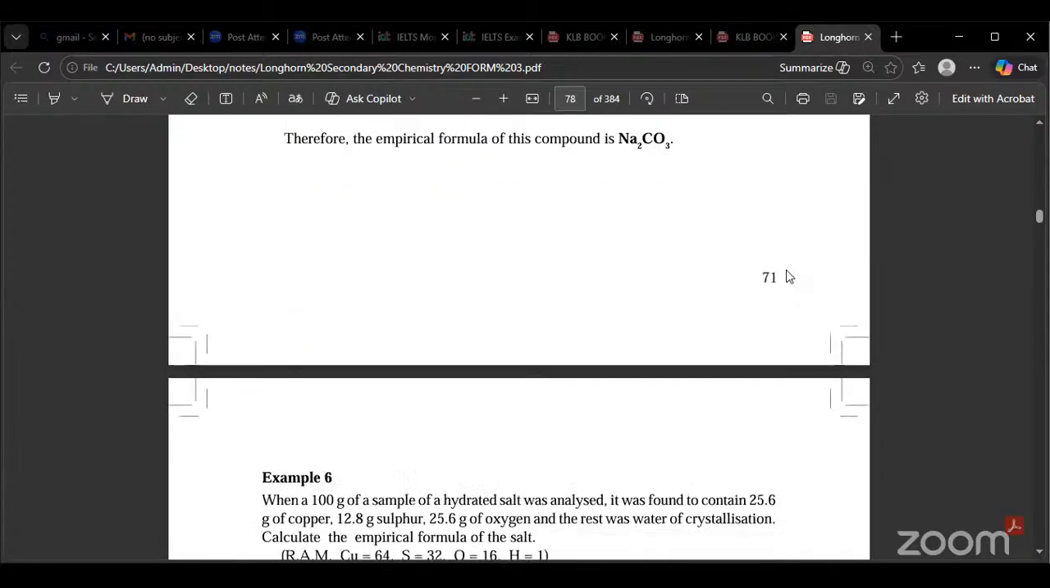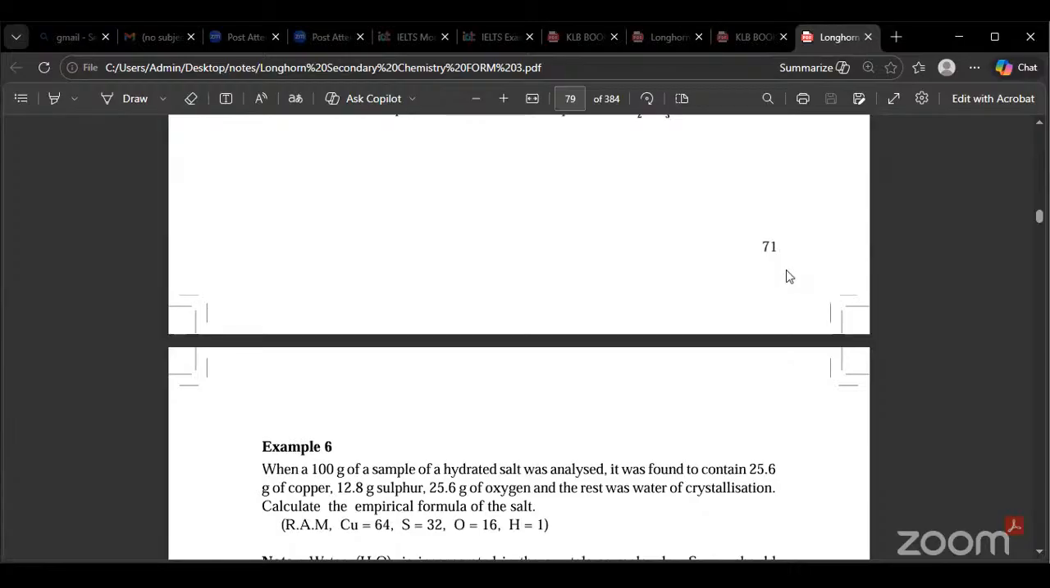Now I want to leave you with one question. This one, example number 6, was the one that I was supposed to do. Let me just post that one again. You can try. This one will be the first question we will solve when we meet. But I would advise you to please try it first, and then when we meet, we can go through it. So unless there's a query, please try that.